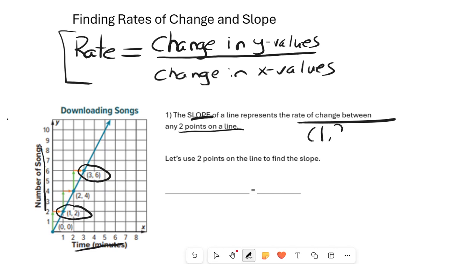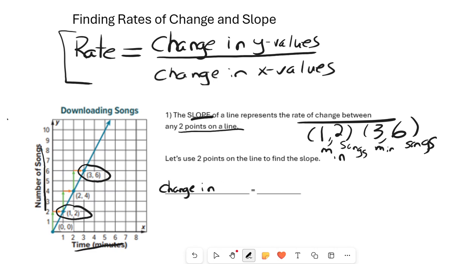So I have the point (1, 2), and I have the point (3, 6), where 1 minute and then 2 songs. This one is 3 minutes and 6 songs. And what we're going to do is use these to find the rate of change. So here we're going to find the change in the y values, or the number of songs, divided by the change in the x values, which is number of minutes, so the change in the minutes.